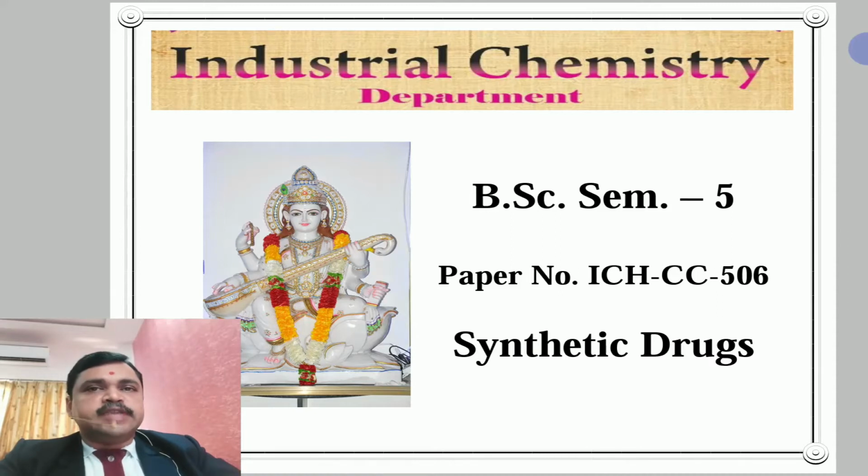Welcome to lecture number 6, paper number IC-506, Synthetic Drugs, unit number 3. In the last lecture, we completed antihistaminic drugs. Now, in this lecture, we will discuss anticoagulant drugs. First of all, we introduce anticoagulant drugs, and according to our syllabus, we have four anticoagulant compounds: dicumarole, tromexan, phenindione and warfarin. In this lecture, we will synthesize the first compound, dicumarole, and the remaining three will be discussed in the next lecture.